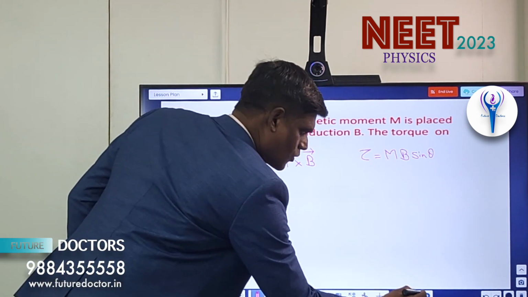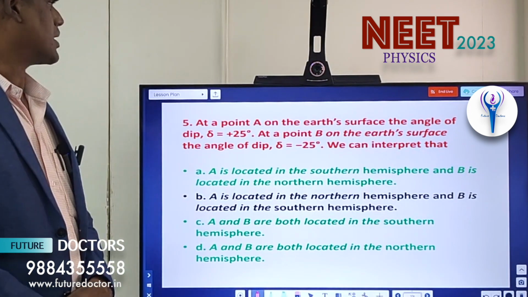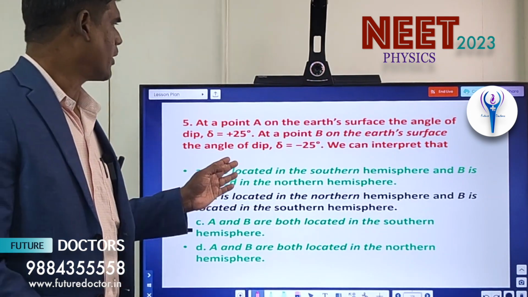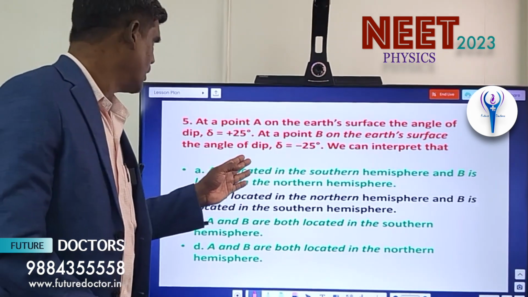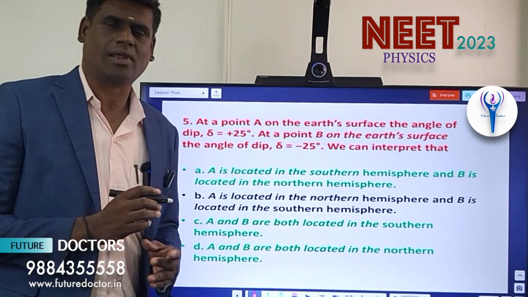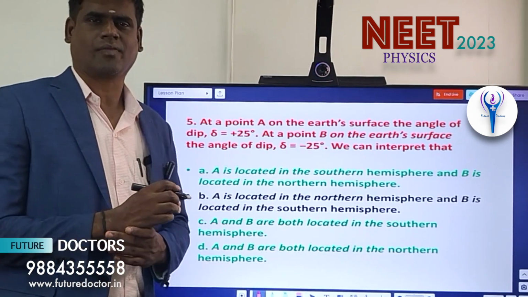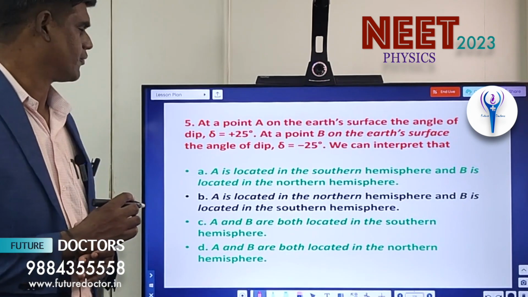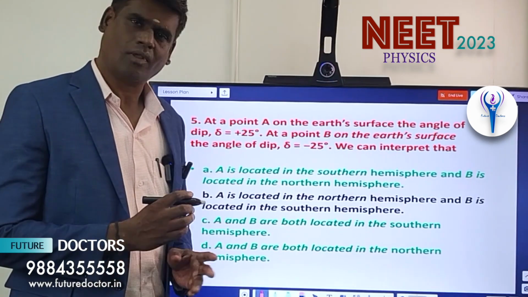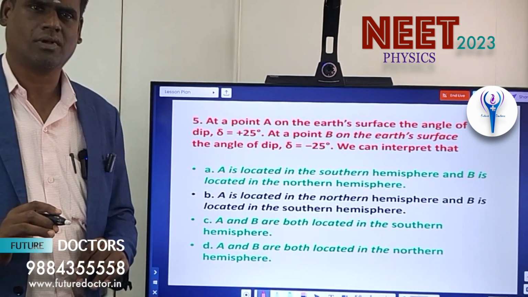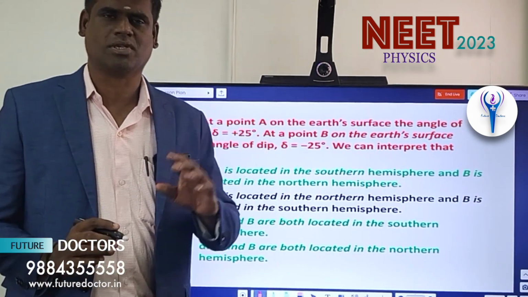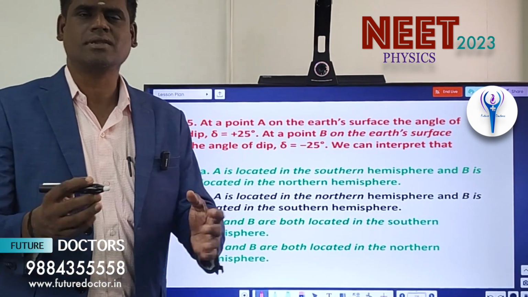Next question. Question number 5. At a point A on the Earth's surface, the angle of dip delta equal to plus 25 degree. At a point B on the Earth's surface, the angle of dip delta equal to minus 25 degree. We can interpret that. Actually, what is delta? Delta is the dip. Dip is an angle between the horizontal component of Earth's magnetic field and the total magnetic field. And if delta is positive, you can say blindly the point is located in the northern hemisphere. And if delta is negative, it is in the southern hemisphere.